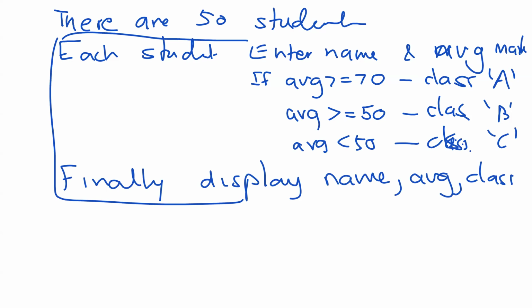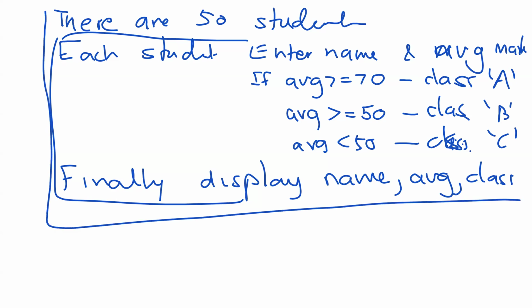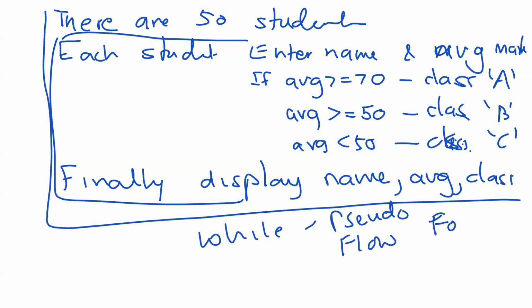Now, there is another job. Each student enters name and average. Before that, shall we do this question? I need pseudocode and flowchart. Then I will change this question into two while loops. So before that, I need the while loop pseudocode and flowchart, and with a for loop, pseudocode only.